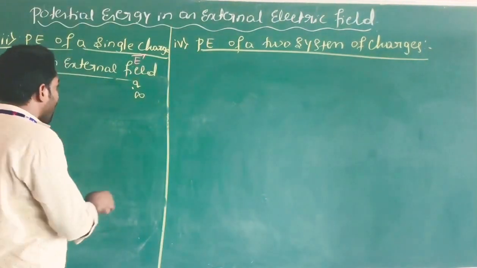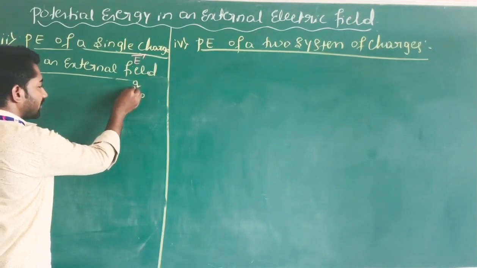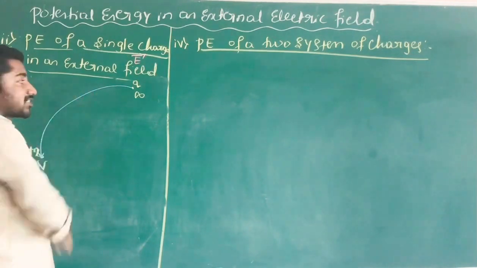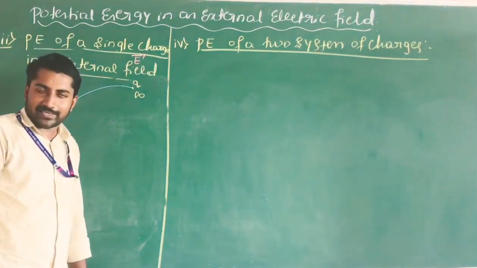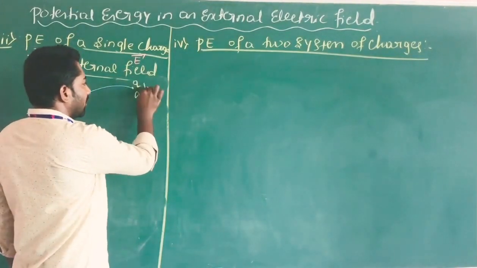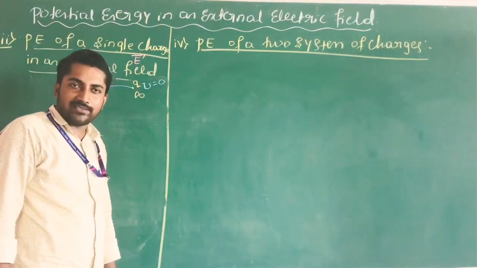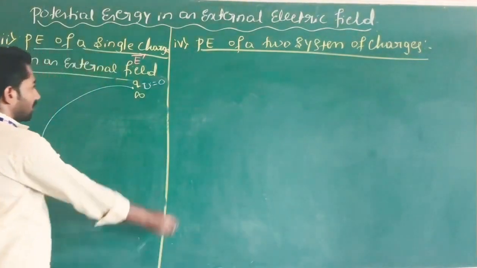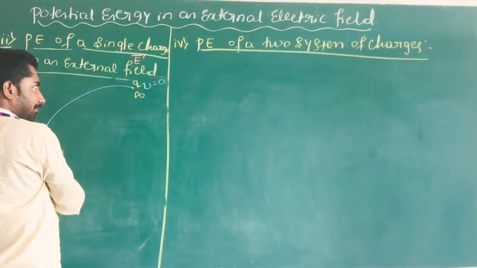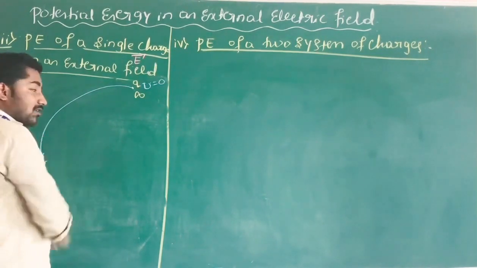The amount of work done in bringing this charge from infinity to this point is against the direction of electric field. Initially at this point, U is equal to 0. And the charge is moved from this point to this point, or work done to bring a unit positive charge from infinity to this point against the direction of electric field.